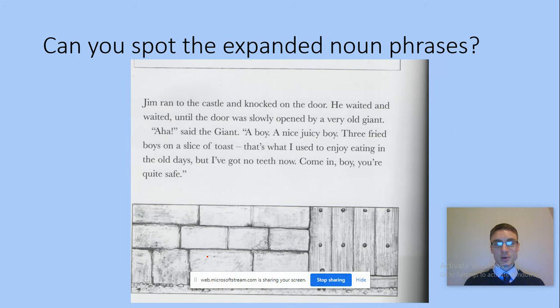Okay, so I've copied some of the text from the story Jim and the Beanstalk. Now your job is to see if you can spot the expanded noun phrases. So I'll read it to you.